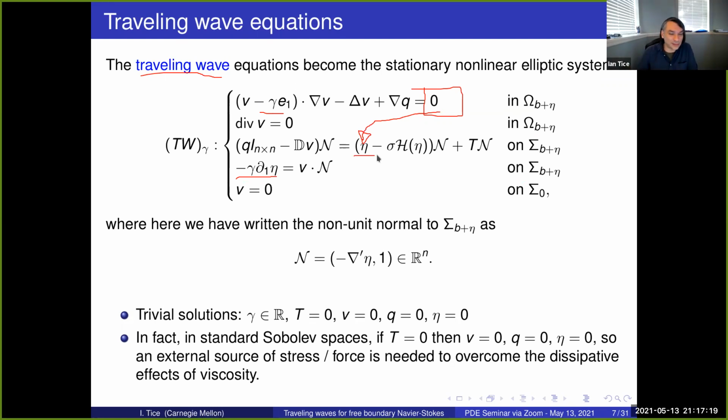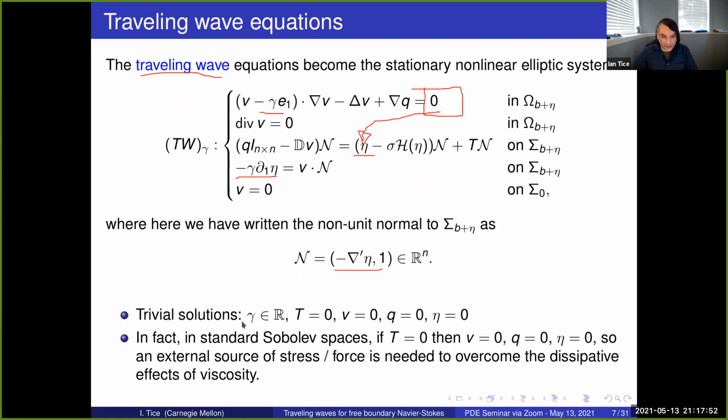So if I had not scaled away gravity, there would be the gravitational constant sitting in front of this term, indicating where it's coming from. The other thing I've done here, just for convenience, is I've scaled away the unit normal and switched to the non-unit normal, which you can write in terms of the free surface function in this very simple way. This just makes it easier to see what the appropriate linearization of this system of equations will be, because this is a perturbation of just the unit vector e_n.